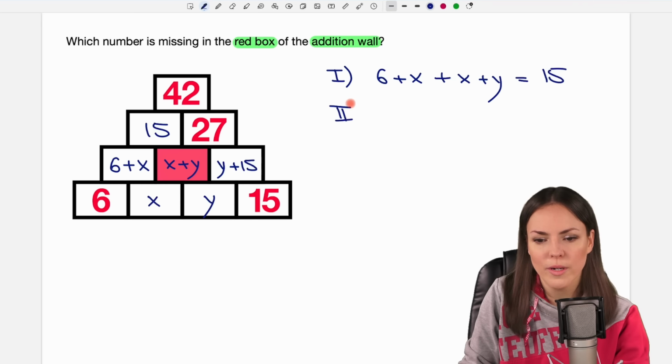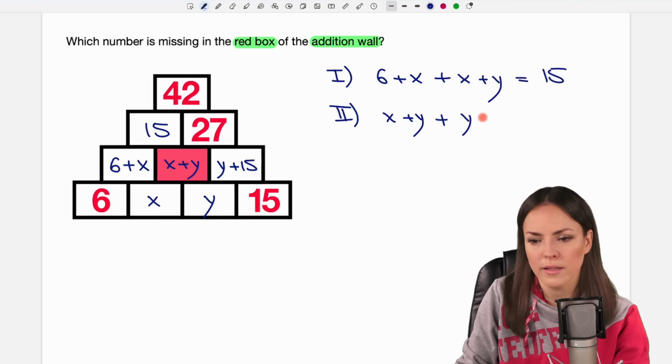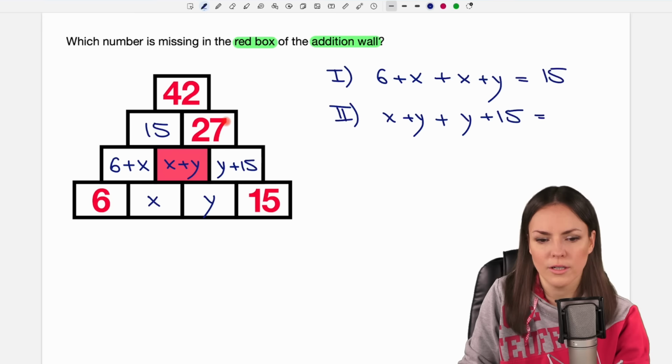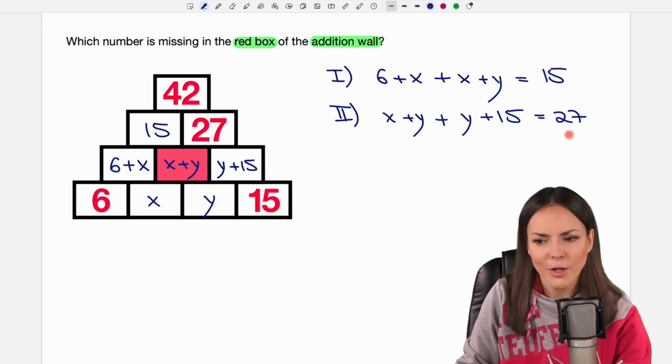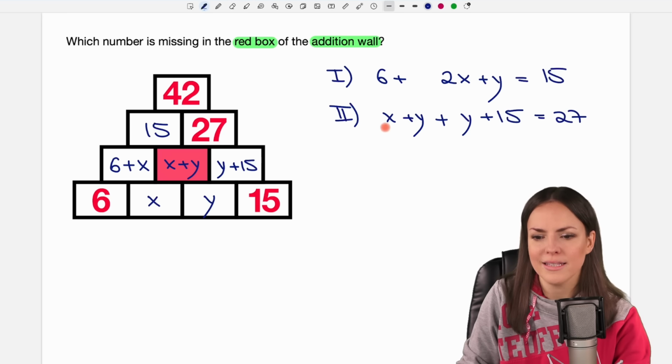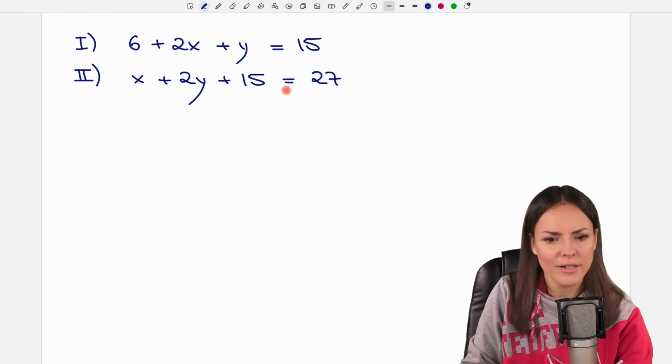And my second equation, I get with these two boxes. So I take this one, my x plus y, and I add the other box, the y plus 15, and then I get a result of 27. Okay, I now have my system of equations, two variables. Let's solve this. Maybe we start by simplifying each equation. So we have x plus x here, which equals 2x. And the same here with the y's. y plus y equals 2y.